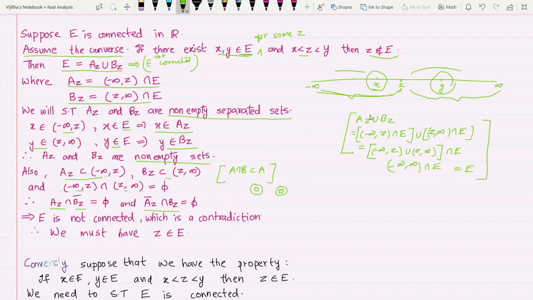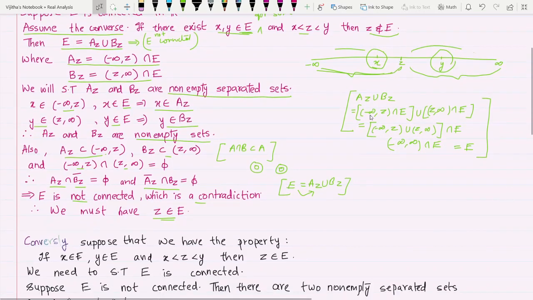So it means that Az and Bz are separated sets, and we also have E equal to Az union Bz. So E is written as a union of two separated sets, which means that E is not connected. It is a contradiction to our assumption, and hence what we assumed is wrong. We must have z an element of E. So the first part we have proved.